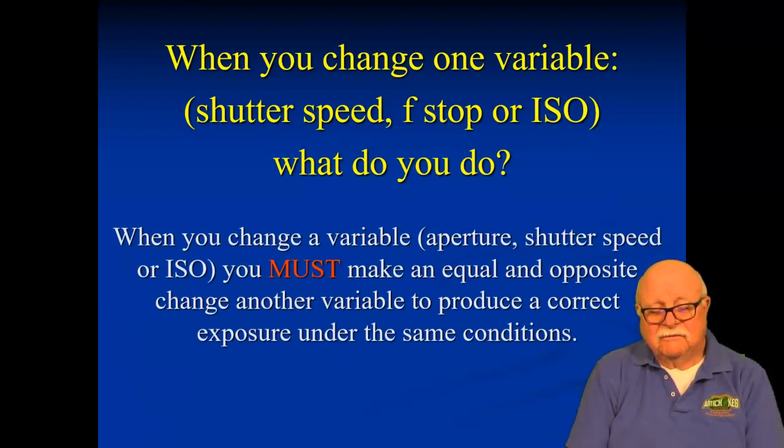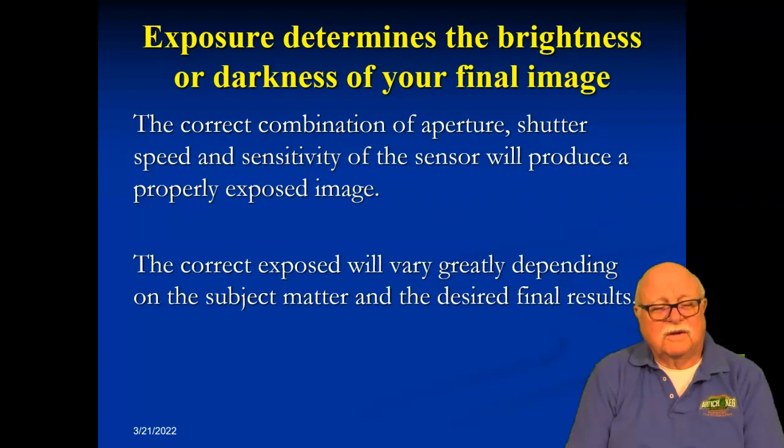When you change one of the variables in the exposure triangle, you must make an equal and opposite change to one of the other variables to produce a correct exposure. Exposure determines the brightness or darkness of your final image. The correct combination of aperture, shutter speed, and sensitivity can produce varied results in the final product. You have to make this decision as to what you think is important and what you want to capture in the image.